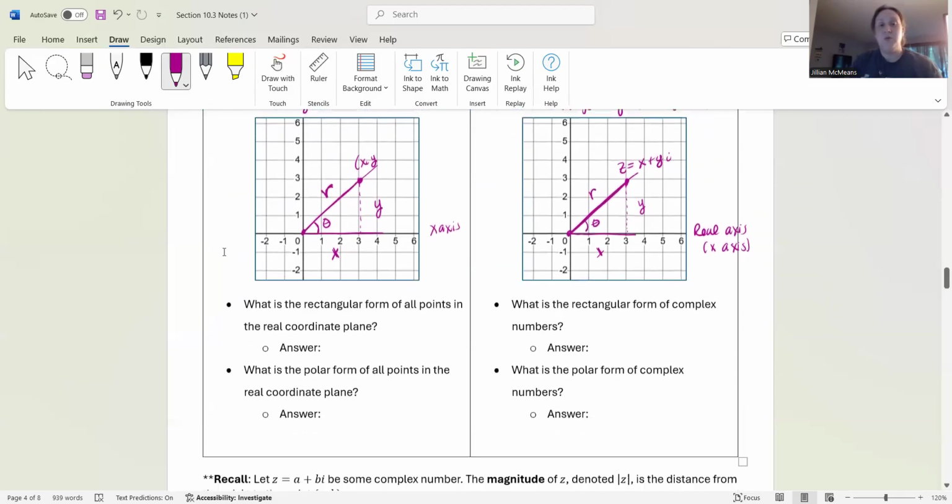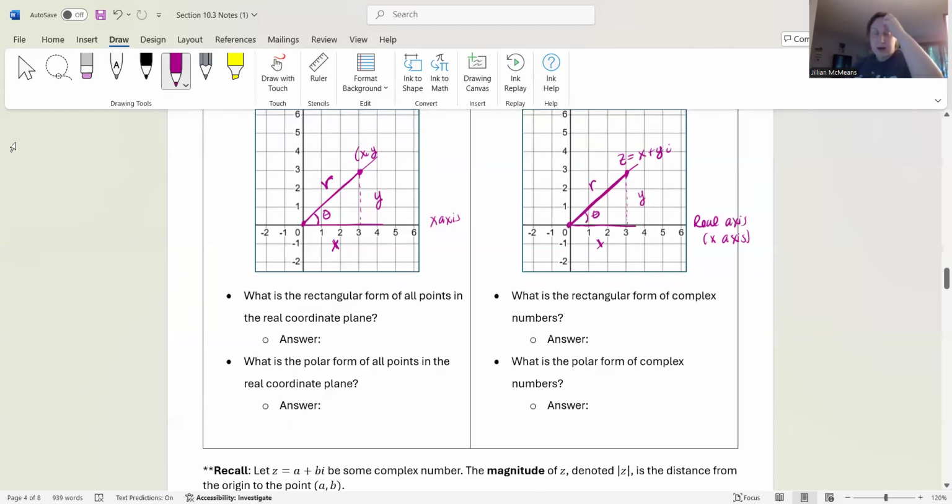Okay? So really quickly, the two questions that we have to ask ourselves for each side. What is the rectangular form of all points in the real coordinate plane? Well, that would just be x, y. Okay? And then what is the polar form of all points if we're kind of morphing into this xy plane? We would just use r comma theta. We can still draw an angle theta in the xy plane. We can still go a distance from the origin to some point, which is r units away from the origin.